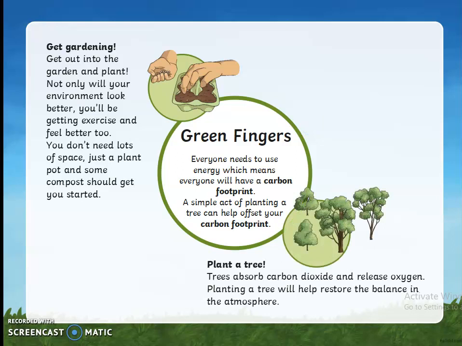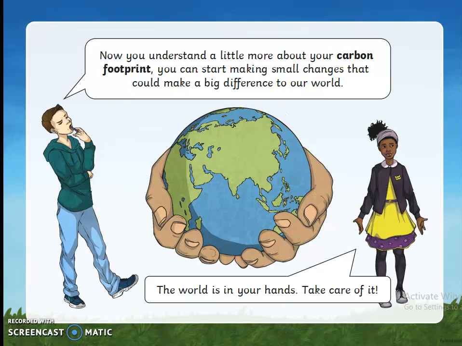Plant a tree. Trees absorb carbon dioxide and release oxygen. Planting a tree will help restore the balance in the atmosphere. Now you understand a little more about your carbon footprint, you can start making small changes that could make a big difference to our world. The world is in your hands. Take care of it.